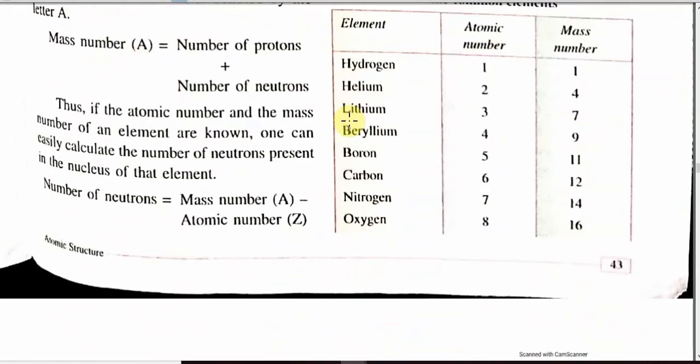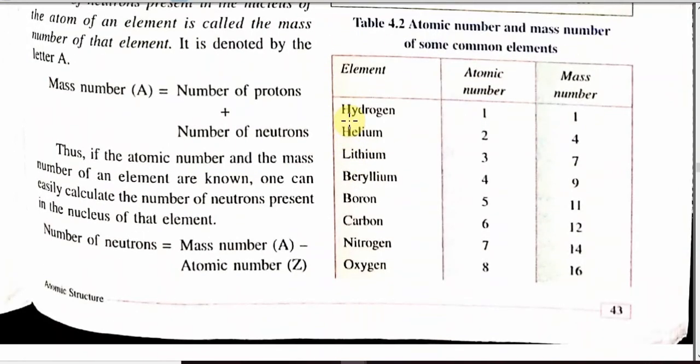You can see here is a table in which some atomic numbers and mass numbers are given. Students, follow the table which is given on the right-hand side of your screen. You can see lithium, atomic number 3, mass number 7. So, how will we calculate the number of neutrons in lithium? We will subtract this 3 from 7. The result will be 4. Similarly, you can see other atoms also.